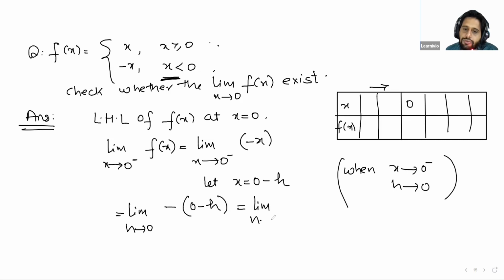So this will give you limit h tends to 0, and minus minus this will become plus h. Okay, now put the limit. कितना आ गया answer? 0. Yes, sir. Okay, this clear? LHL? Yes, sir. Okay, please note down this. Then we will do RHL. Please note this and confirm.